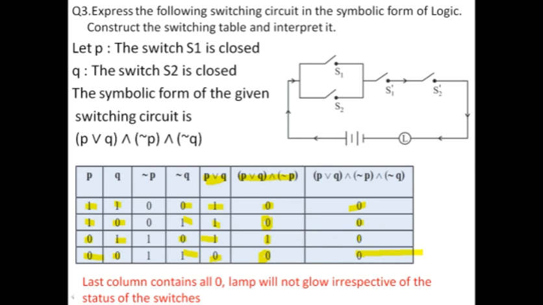So the lamp will not glow irrespective of the status of the switches. So this lamp will not glow because the last column contains all 0.